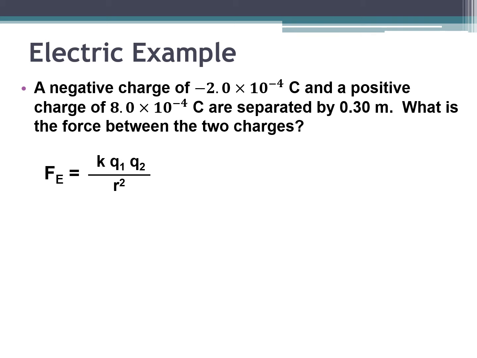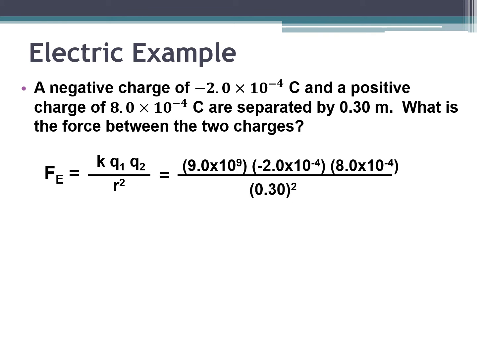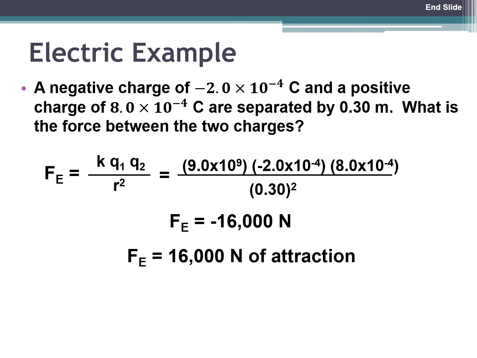All right, so we got our electrostatic force equation. We'll go ahead and plug those numbers in. And we find that it's going to be negative 1.6 times 10 to the 4th newtons. That's about negative 16,000 newtons. And if you know that negative means attraction, that's going to be 16,000 newtons of attraction. So we get the electrostatic force is 1.6 times 10 to the 4th newtons of attraction.